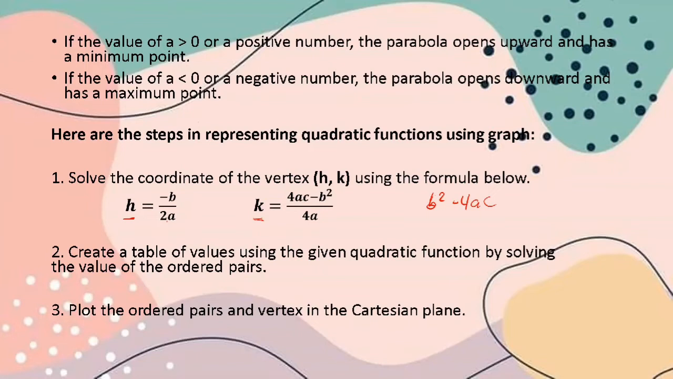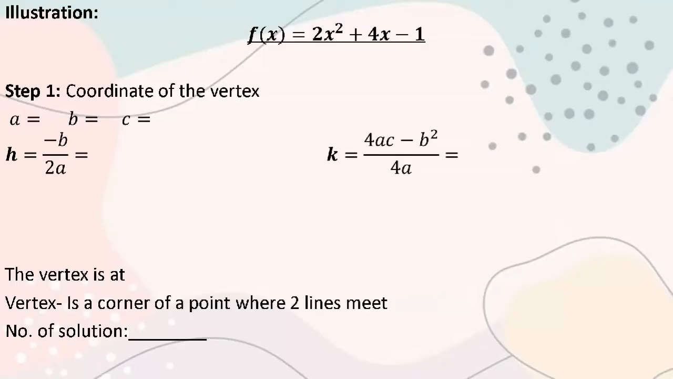Paano to gawin tong steps na to? So, for example, example 1. We have the function 2x squared plus 4x minus 1. So, if you notice, I didn't use the y, but instead I used f of x, which is also considered as y, a function. So, first step is to find the coordinate of the vertex or find the vertex.